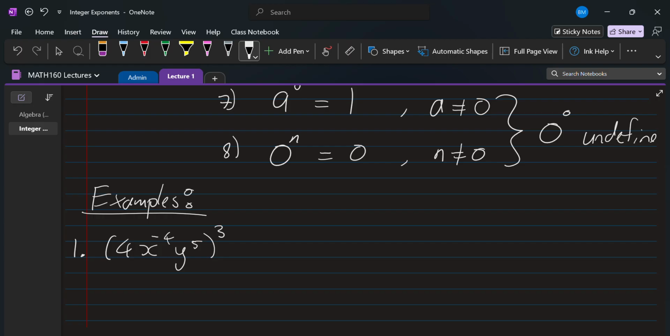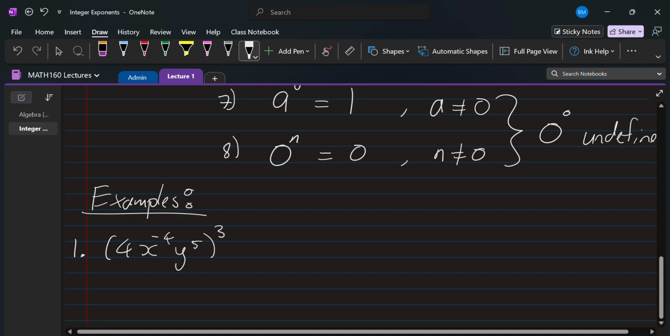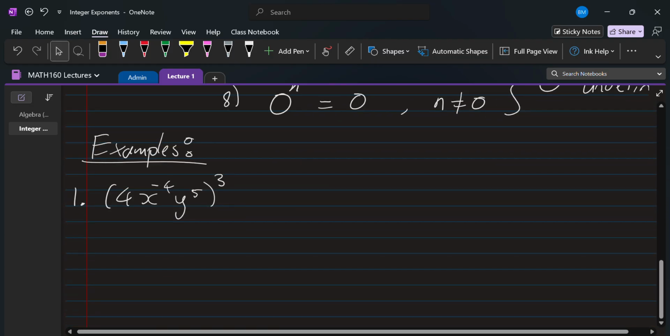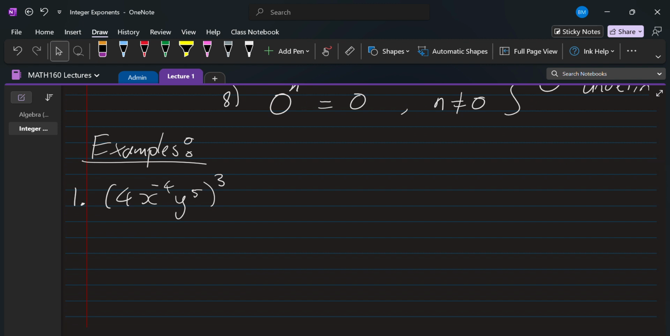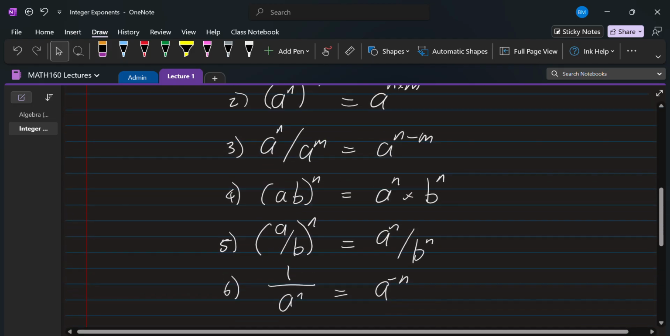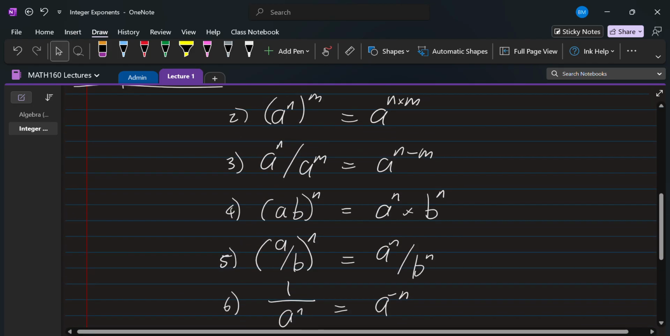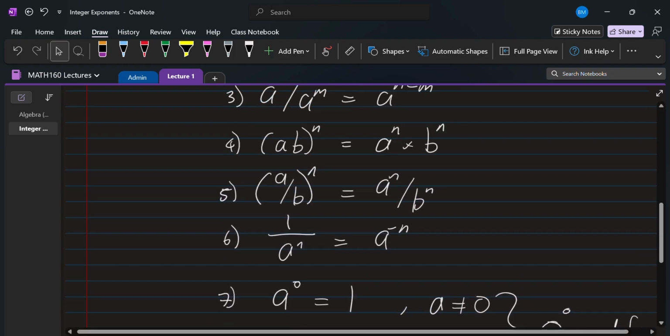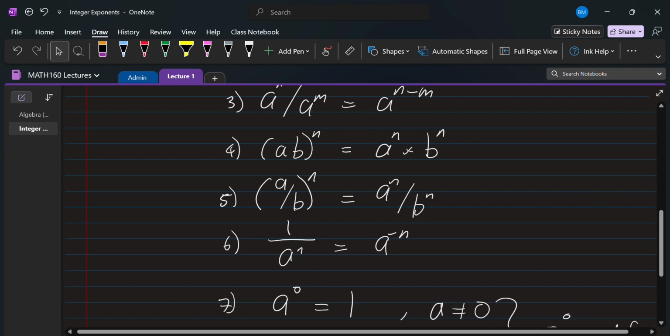Okay, so number 1, we have 4x to the minus 4, y to the 5, all cubed. So imagine we get this at some stage in our calculation. It's a bit of a mess right now. We want to simplify. So instead of looking at it like that, we go through the properties listed here, 1 to 8, and we try to use those properties to simplify. So first, I can see there's some products going on in the brackets raised to some power. So if we look back here, that looks like number 4. So we're going to be using that.